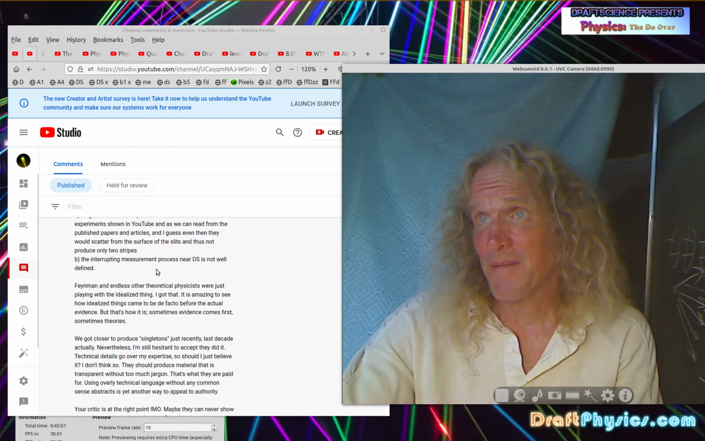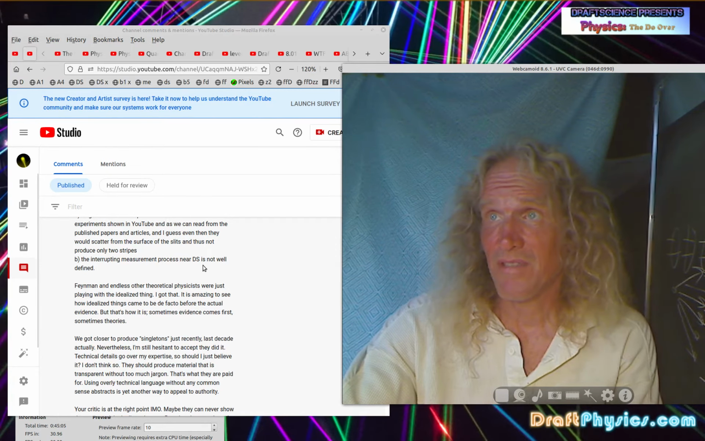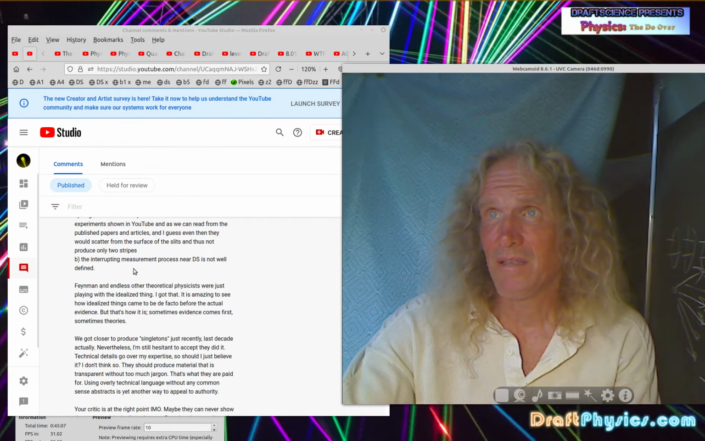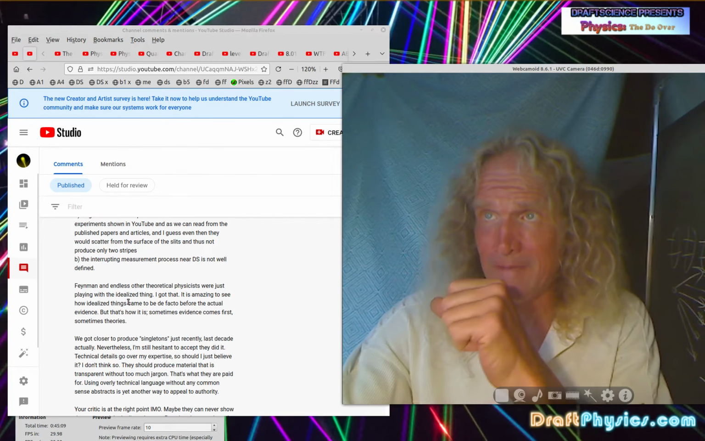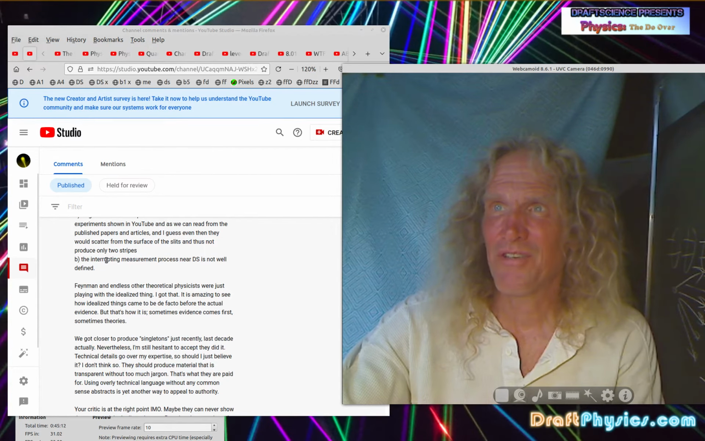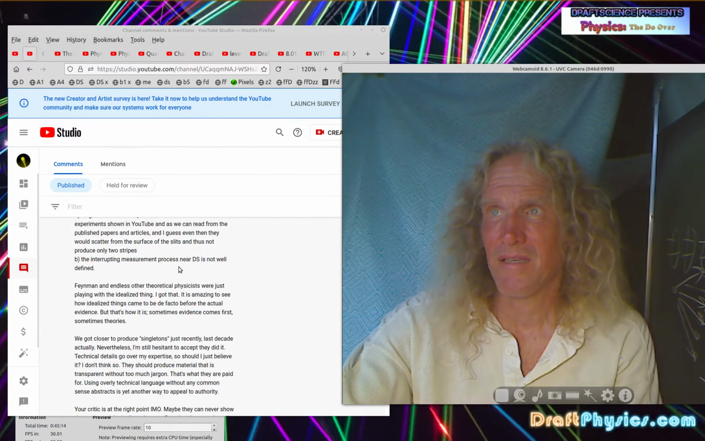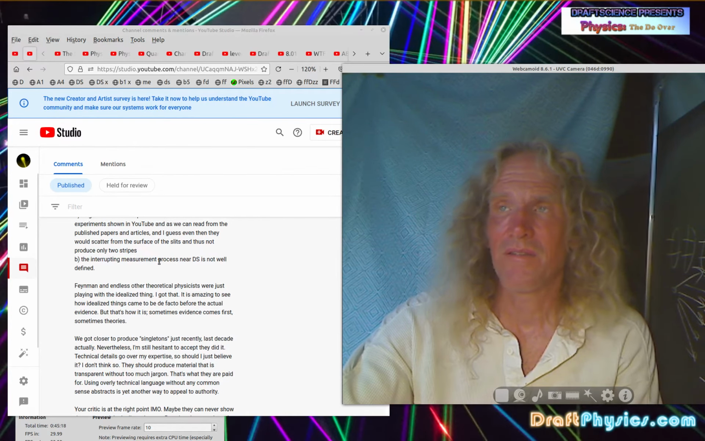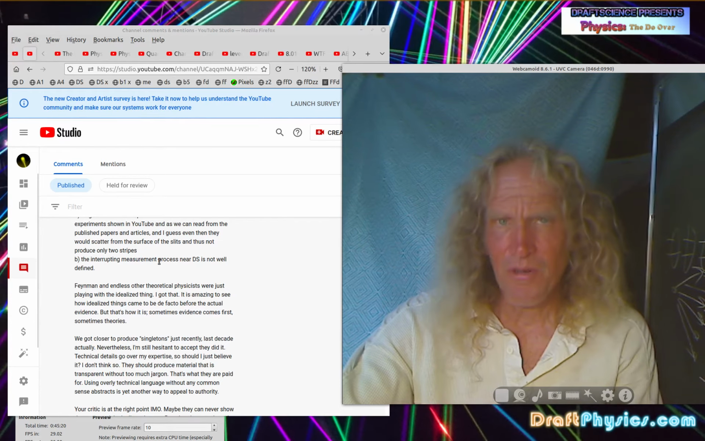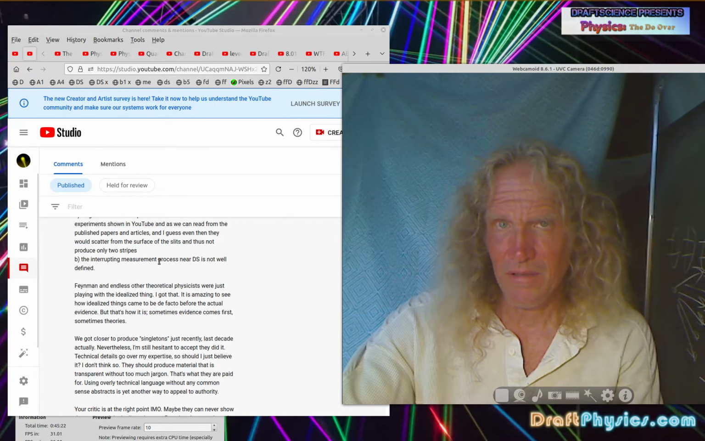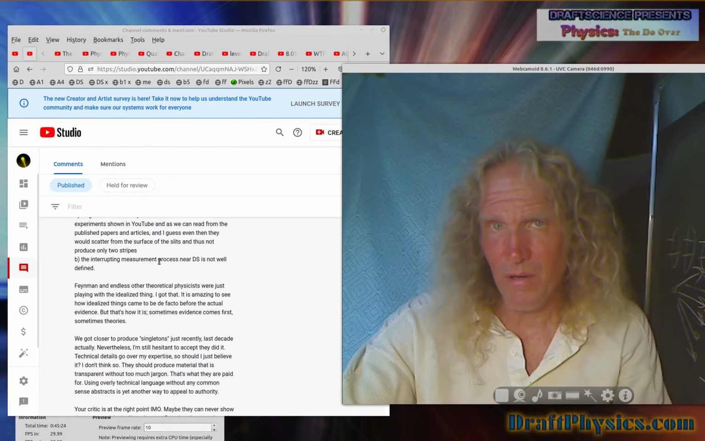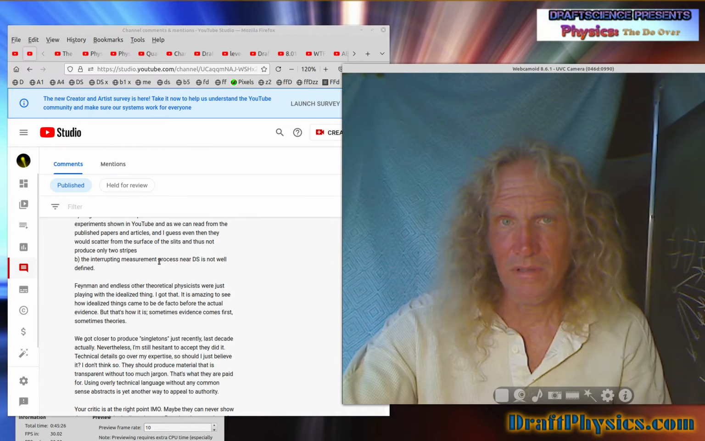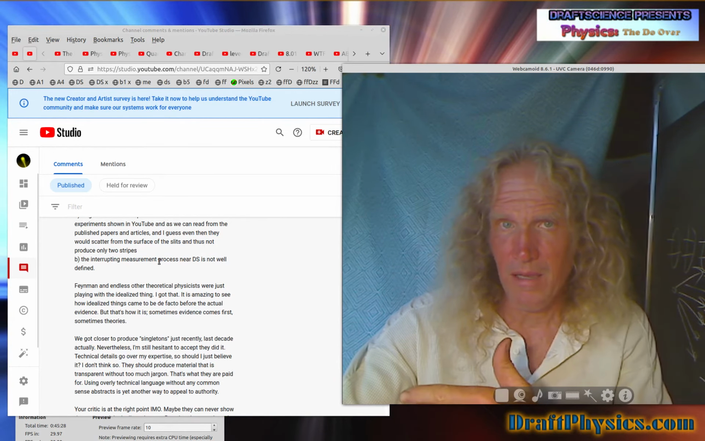The interrupting measurement process near the double slit is not well defined. So what the fuck? There's no measuring of a photon. You either collect one or you don't. There's no "I saw it go by."